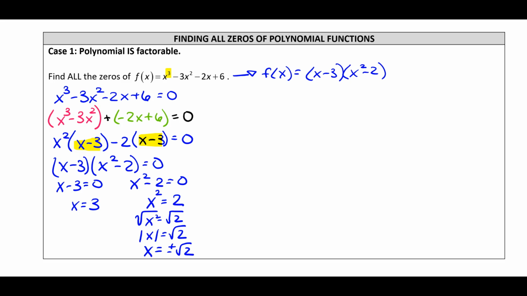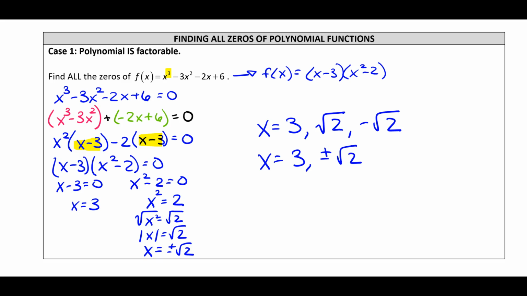Now, the square root of 2 is a real number. It's irrational, but it's still real. It's not imaginary. So this means that we have 3 full real solutions. They're fully real, purely real. So we would say our solutions are x equals 3, x equals positive square root of 2, and x equals negative square root of 2. You could list all of them, or you could write that with the plus and minus. And again, either way is appropriate for the solutions.